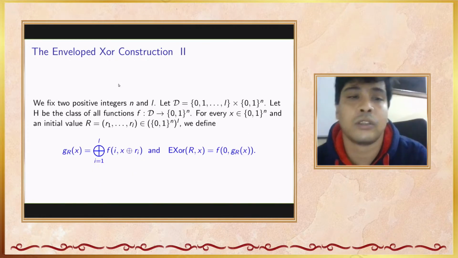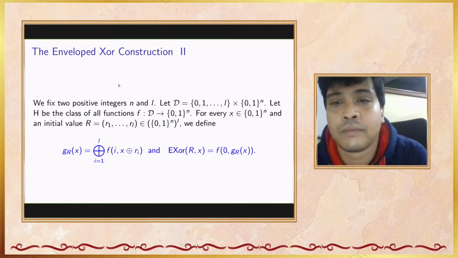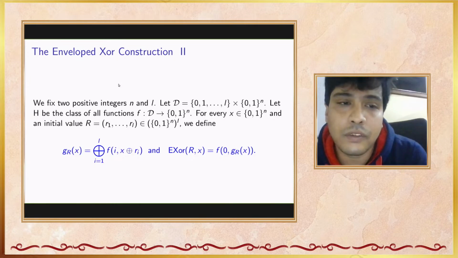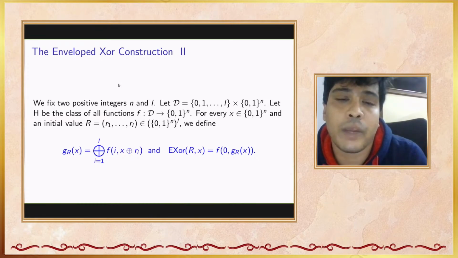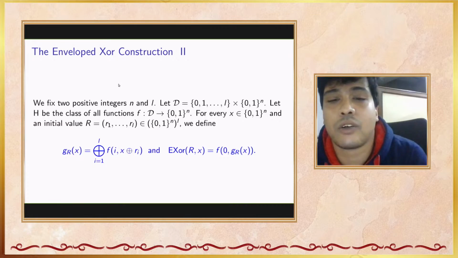They introduce the XOR-of-envelopes construction. Informally, it can be described in the following way. Its domain is the integer set 0 to L, cross product with the binary bit strings of length n. If capital H is all the functions from the domain to {0,1}^n, then for every x belonging to {0,1}^n and an initial value capital R, we define G_R(x) as the XOR of f1(x + r1), f2(x + r2), up to fL(x + rL), and then we apply f0 on it to get our final output.